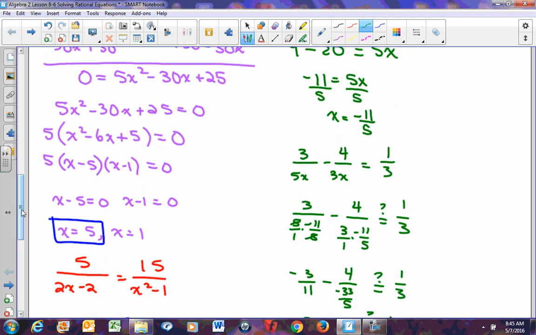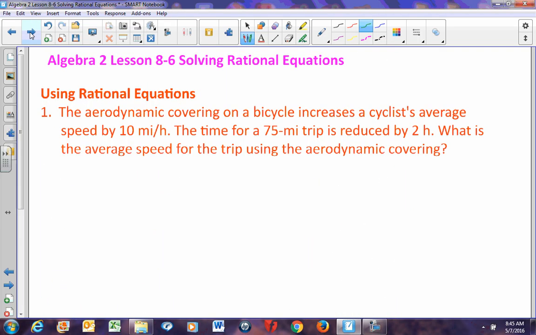Okay, so our lesson is, don't be lazy and not check and just assume it's going to work, because those will be the problems that you'll mess up on. Okay, so rational equations. Now, with rational equations, we can have word problems. Okay, so using a rational equation, the aerodynamic covering on a bicycle increases the cyclist's average speed by 10 miles per hour. The time for a 75-mile trip is reduced by 2 hours. What is the average speed for the trip using the aerodynamic covering?